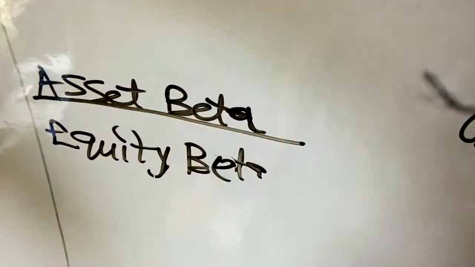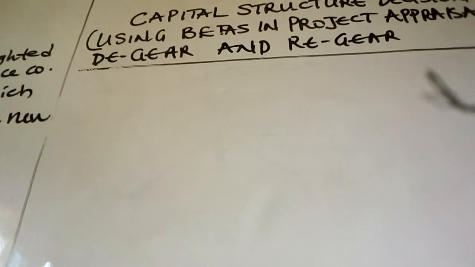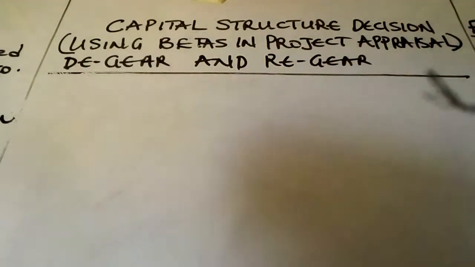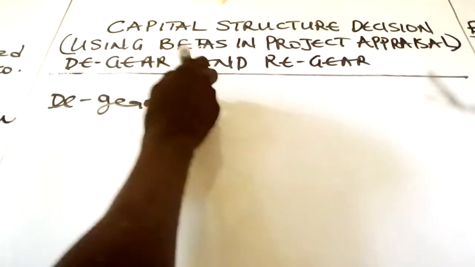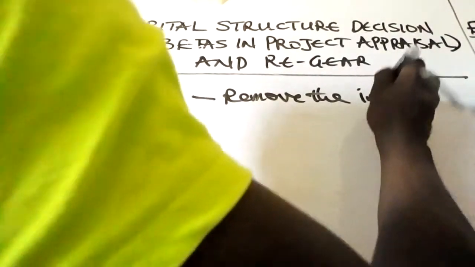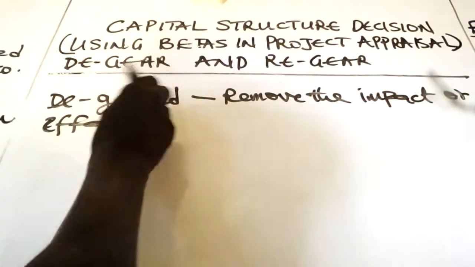Then that is beta. Then how do you decide the appropriate beta? We'll be using the terms geared and ungeared, or degeared. Degeared means to remove the impact or effect of debt.